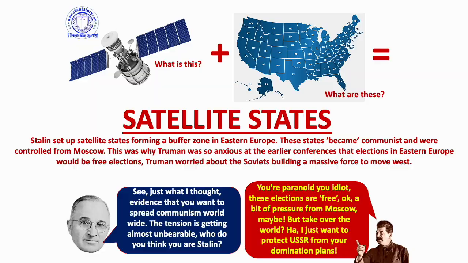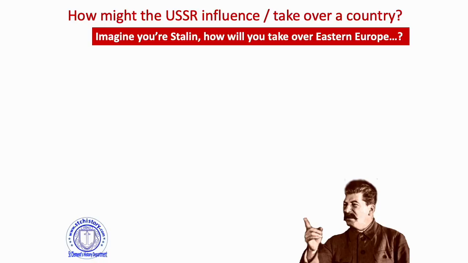Just press on pause. Okay, so how might the Soviet Union influence or take over a country? Just write down in your book, on your Google Doc, or however you're doing this, all of the ways in which Stalin could influence or take over a country legally, almost, if you like. Bear in mind that the Western world is watching what he does. When you're ready, unpause, come back to the video, and we'll go through some of the possible ways that Stalin might be able to do this.